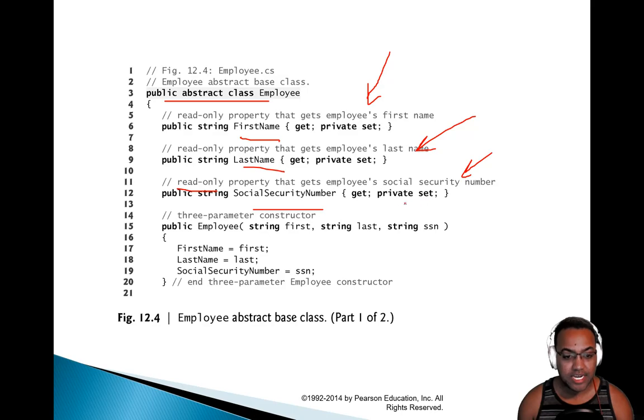We assigned the private accessor to the set value. We don't want anything being set to the property social security number. And then we have a 3-parameter constructor. Employee is what? The name of the abstract class, right? We want the first name, the last name, and a social security number. And that's how, and then we add all those to our properties.